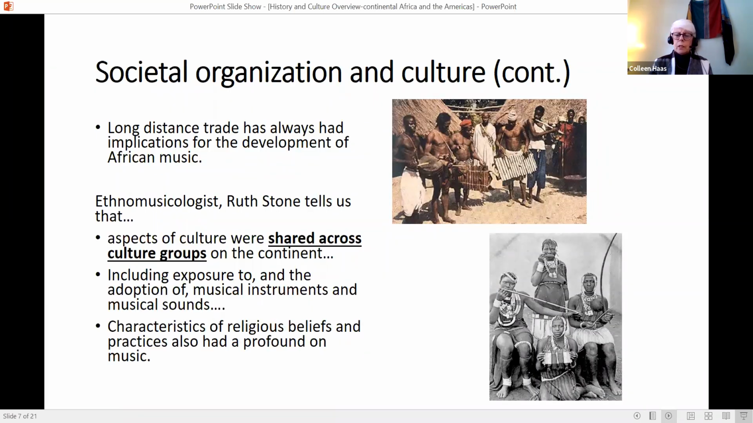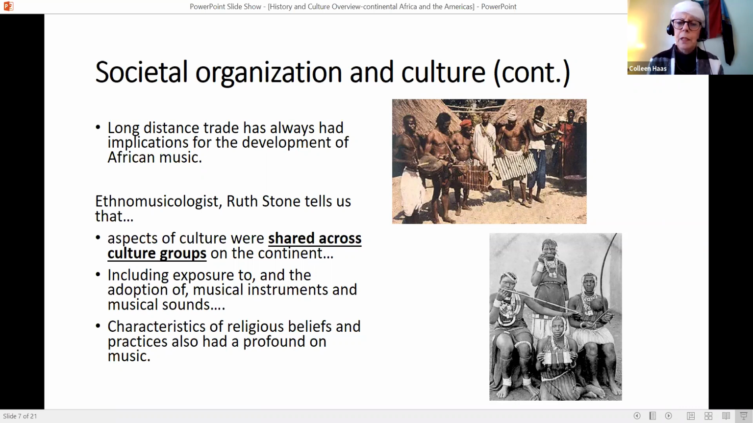So long distance trade has always had implications for the development of African music. And here we have some images of instruments that would have been common in Western Africa. And these are some instruments that are common in South Africa. And perhaps those regions would have only had communications and sharing of cultural treasures and cultural ways during certain periods of migration on the continent.